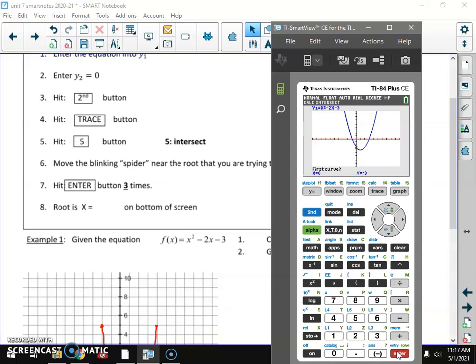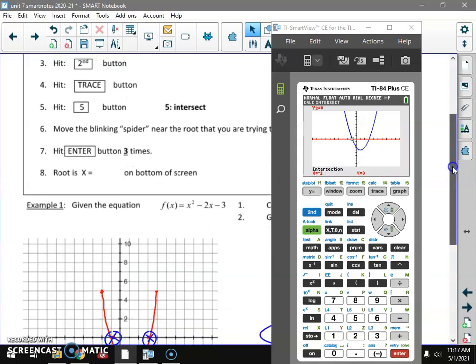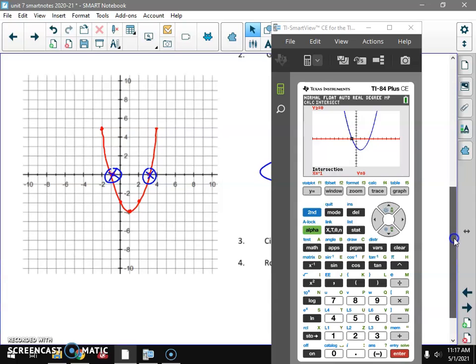So I want to find the left one. So I'm going to hit my left arrow until it gets as close as possible to that intersect. That looks good. Then I hit enter 3 times. 1, 2, 3. And it says that intersect is negative 1. That's exactly what we said it was.